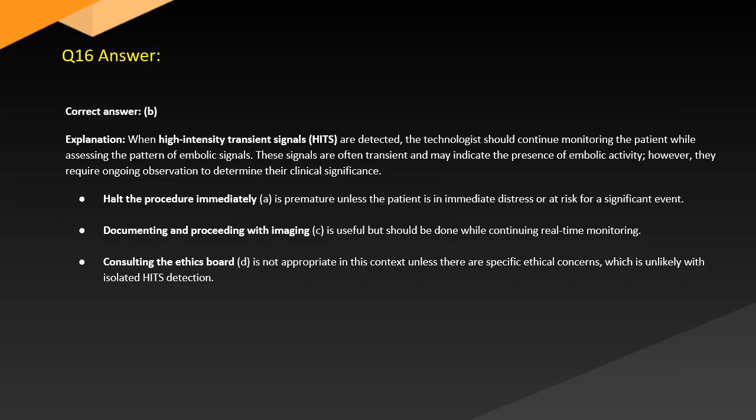Answer. Correct answer B. Explanation. When high-intensity transient signals (HITS) are detected, the technologist should continue monitoring the patient while assessing the pattern of embolic signals. These signals are often transient and may indicate the presence of embolic activity. However, they require ongoing observation to determine their clinical significance.